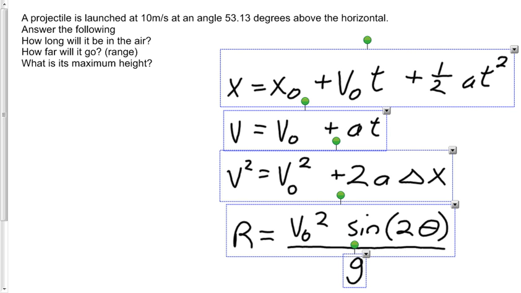We're going to assume that it's being launched from a position of 0, and it's going to go up, come back down, and come back to the same 0 position. So it's not being launched up to a cliff and not being launched down from a cliff or anything like that.